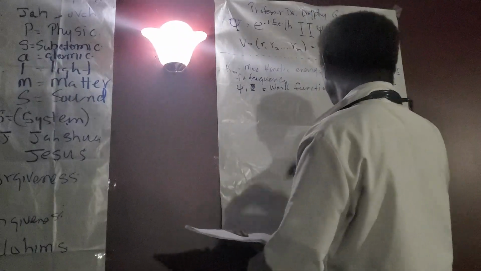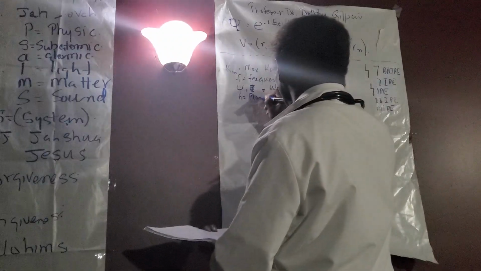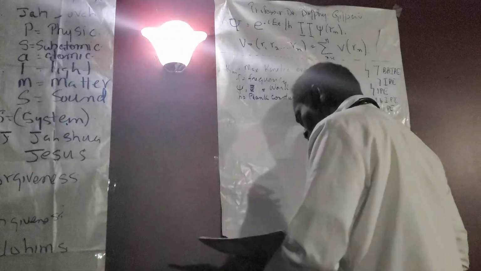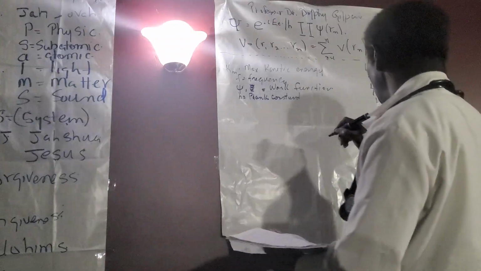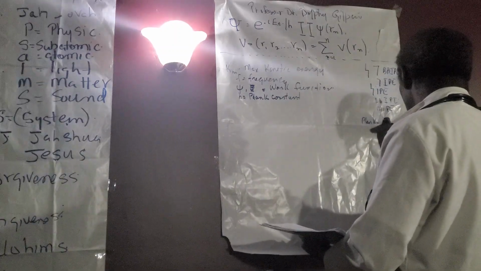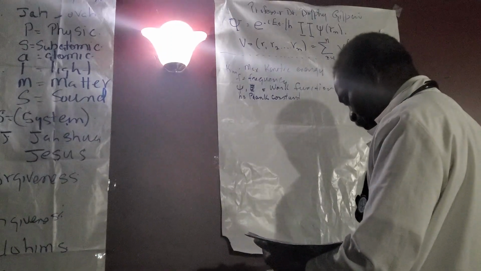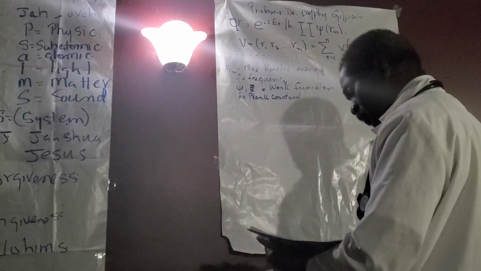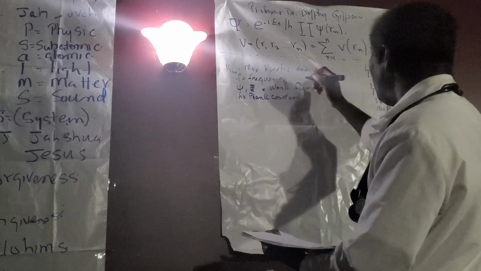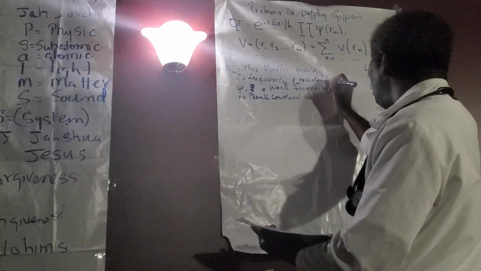H equals Planck's constant. Remember we talked about the Planck-Einstein equation, the combination of Planck with Einstein here. F equals frequency of incident photon.